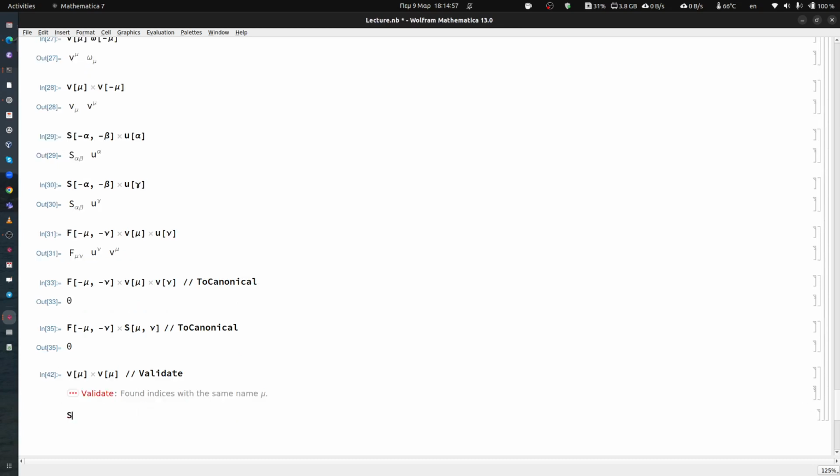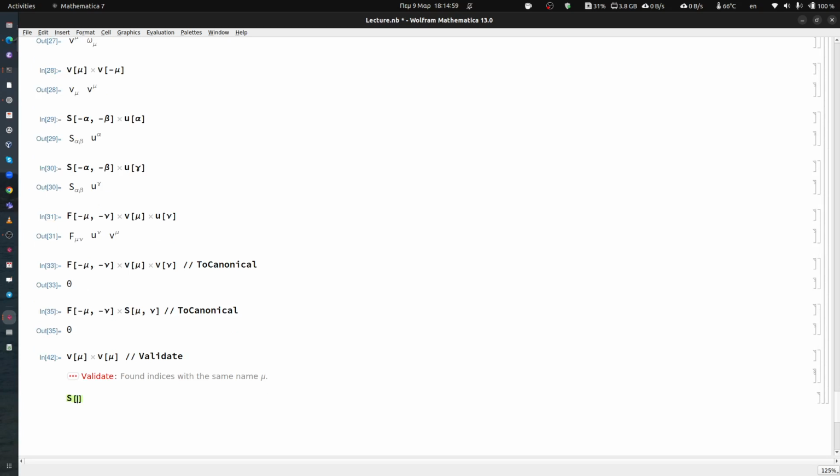Similarly, if we write S, this is allowed, although this is a U02 tensor, because we have a metric, we can raise the first index, and that is perfectly fine. But if we had used this expression, that is not allowed, then validate would catch the error and display it.